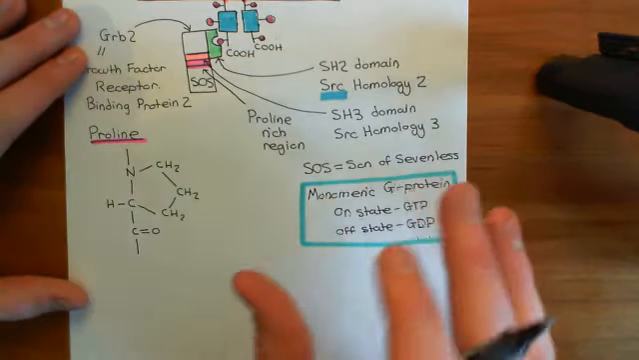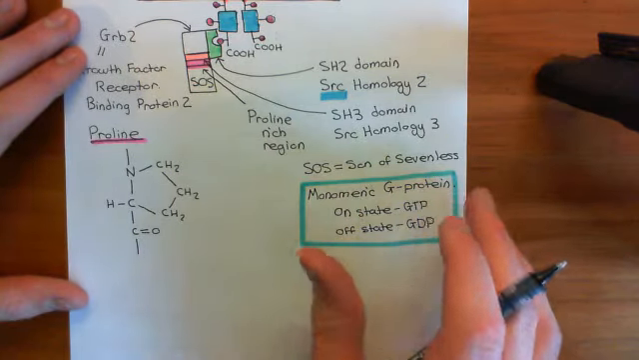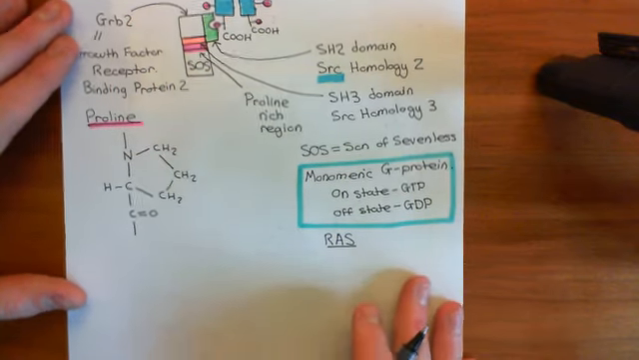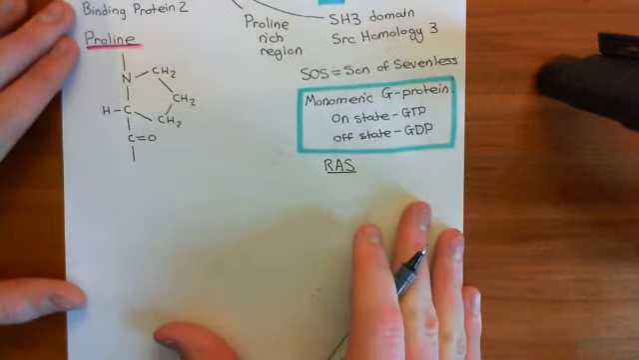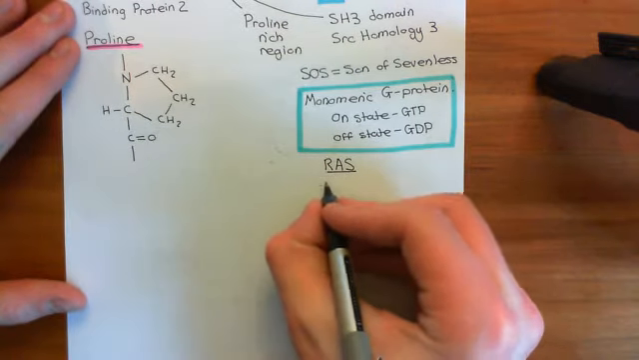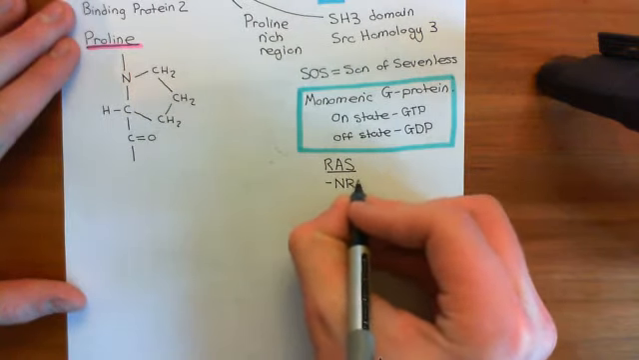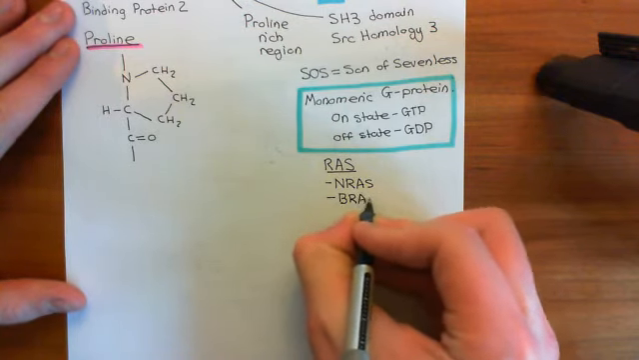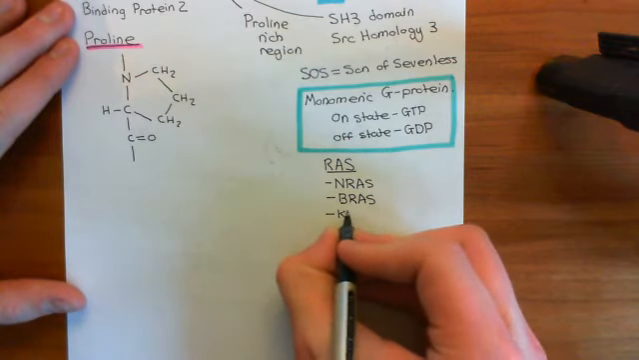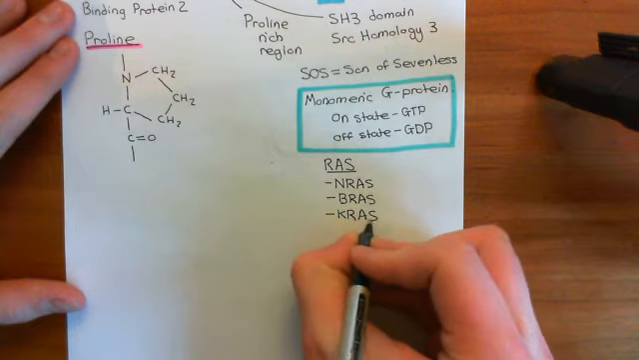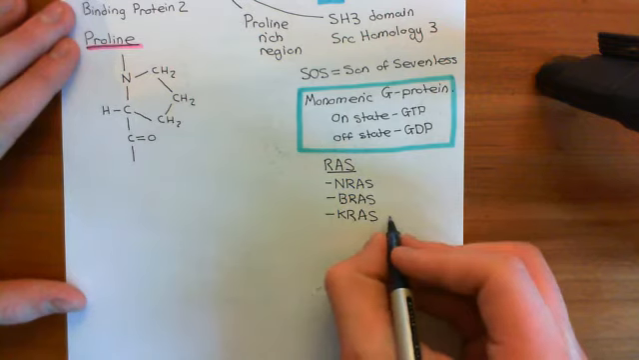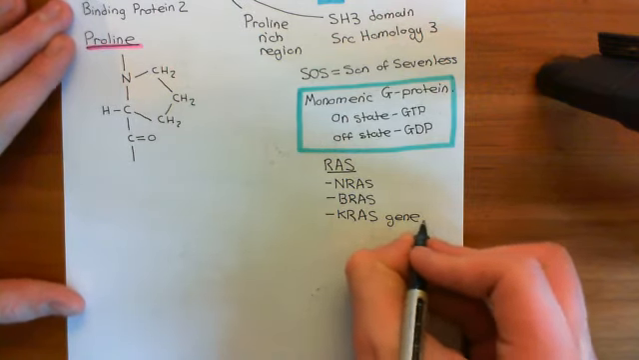So there is a huge number of different monomeric G proteins. One family of monomeric G proteins is the RAS monomeric G proteins. Now, there are 3 genes for RAS monomeric G proteins. There is HRAS, there is NRAS, and there is also KRAS. In the case of HRAS and NRAS, both of these only code for a single protein. In the case of the KRAS gene, you have multiple splice variants.